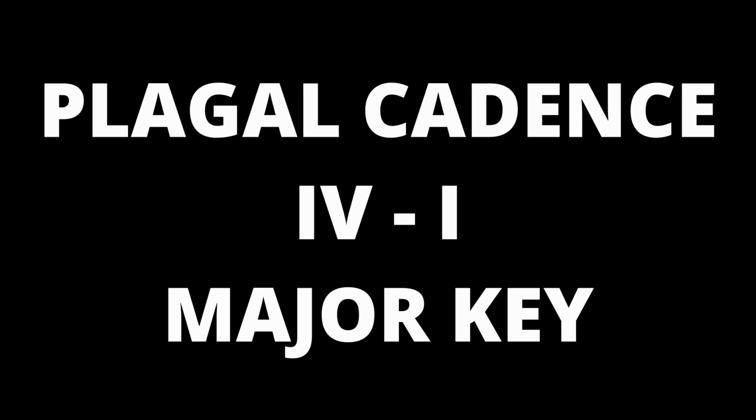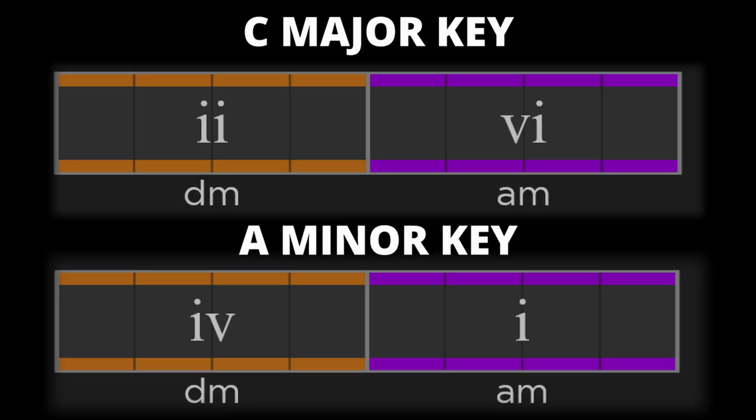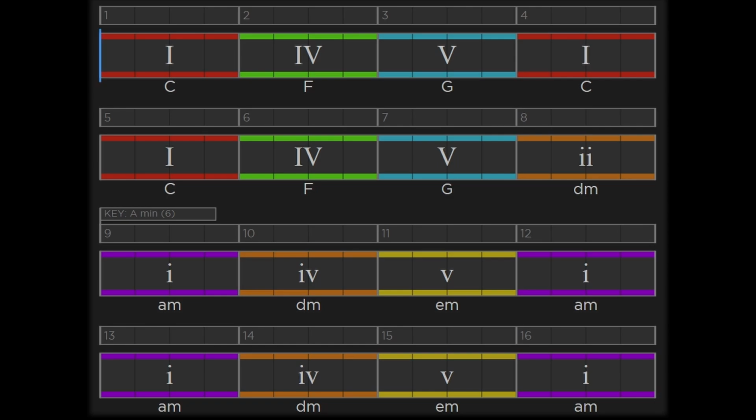We saw earlier that a 4-to-1 change in a major key is called a plagial cadence. Handily, moving from 4-to-1 in a minor key is also called a plagial cadence. The 4 chord in a minor key is the 2 chord in its relative major key. So let's take our previous chord progressions to demonstrate this. We'll start in C major this time and change our chord in bar 8 to the 2 chord to set up our plagial cadence, with the 1 chord in the key of A minor in bar 9.